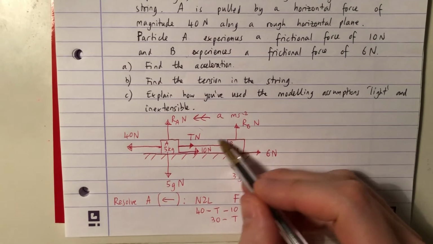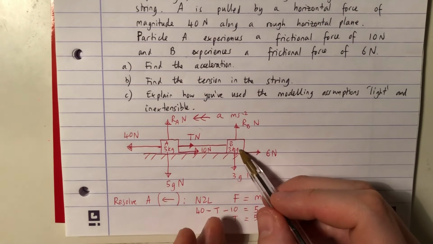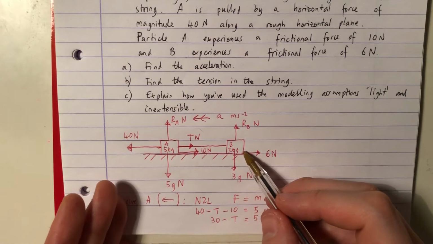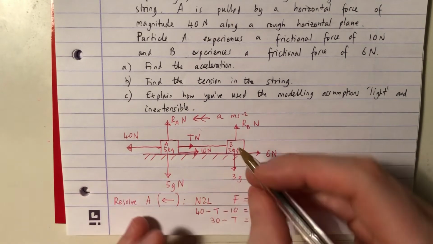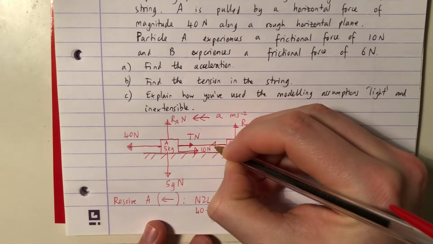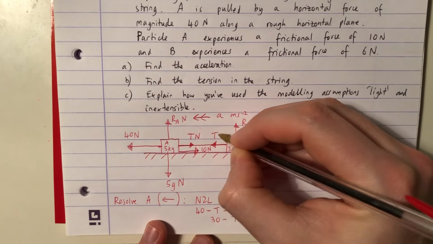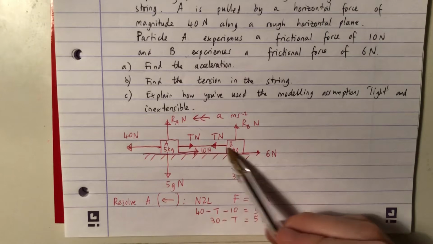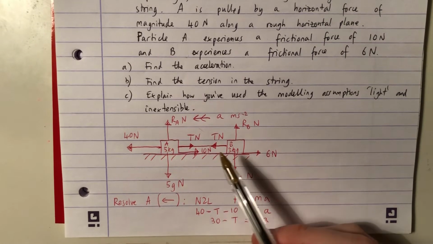Now think about the string for this one. If I was object B and they started pulling me in this direction, the tension would pull me in this direction too. So tension for B is actually going in that direction. And these two tensions are equal. That's one of the assumptions we make.